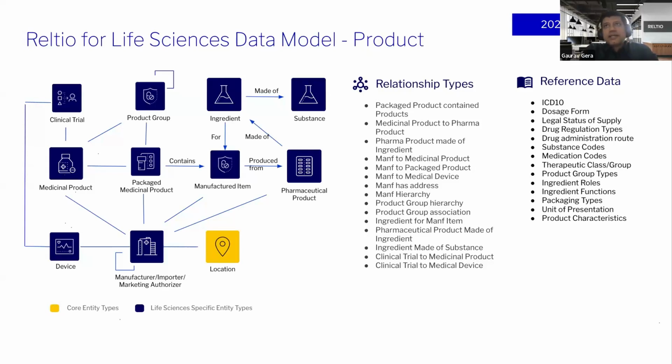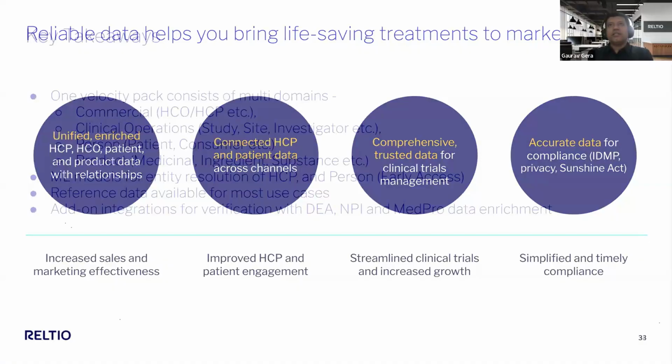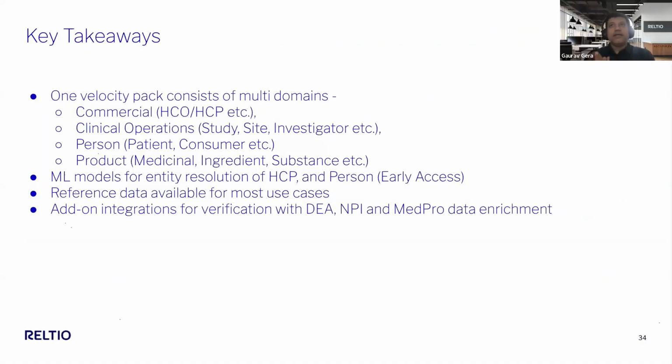But the reason I collected everything into one session was I wanted to make sure that these are some of the key takeaways that people get, right? One is that there's one velocity pack which has all the domains: commercial, clinical, personal, product, right? It has machine learning models for entity resolution of HCP as well as person, which is a key differentiator for us. Something that we could not talk about is the reference data, the hundreds of reference data available out of the box for your various use cases mapped to various sources.